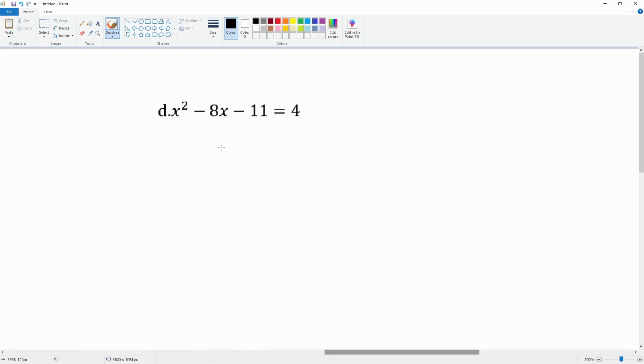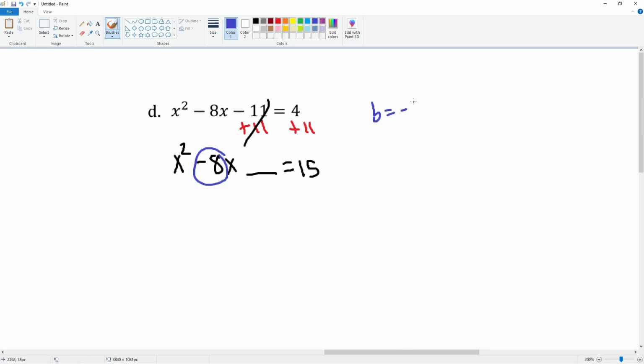And then let's look at D here. We want to make this incomplete, so let's add the 11 to both sides. The constant disappears. You get x squared minus 8x, there's a blank here, equals 15. That b here is negative 8. We divide that by 2, this becomes negative 4. We square that, this becomes 16. So now we add 16.